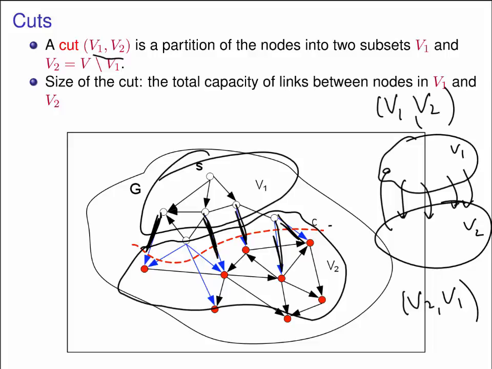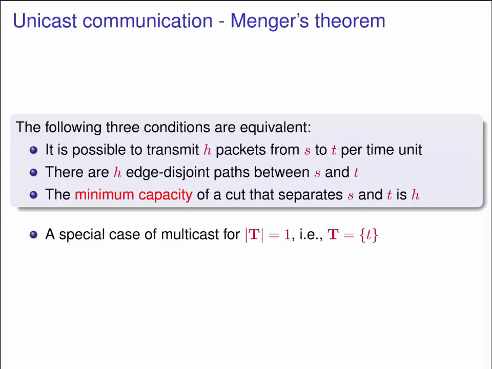So why are cuts important? Because of the following Menger's theorem. Menger's theorem characterizes the total number of edge-disjoint paths between S and T, and claims that the total number of such paths is equal to the minimum capacity of a cut that separates source node S and destination T. For example, consider the case that we have one source and one terminal. So this basically refers to the case of unicast.